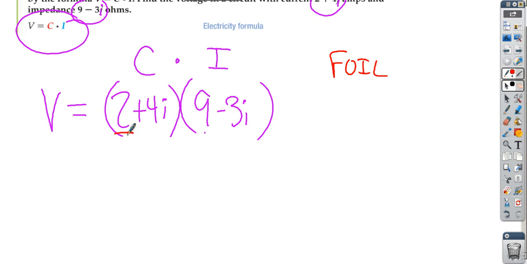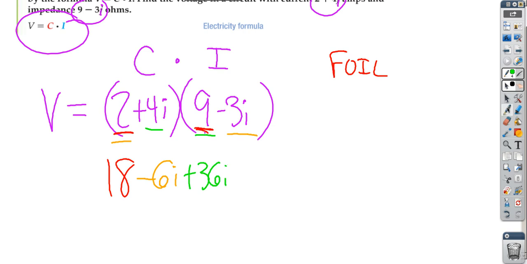So first terms here would be 2 times 9, which is 18. The outside terms would be 2 times minus 3i, which is minus 6i. The inside terms would be 4i times 9, which is plus 36i. And the last terms would be 4i times negative 3i. 4 times negative 3 is negative 12, and i times i is i squared.